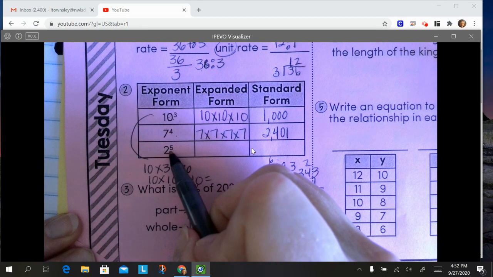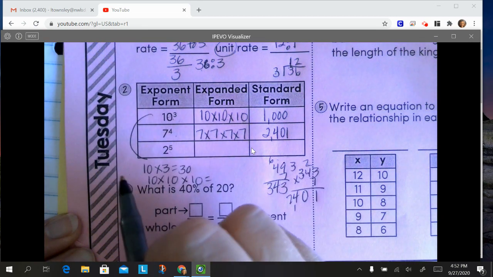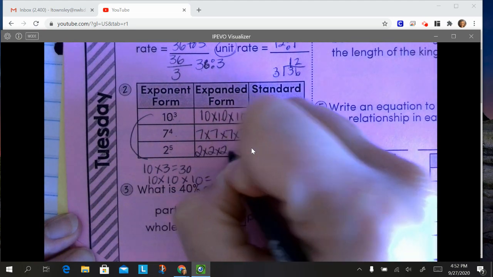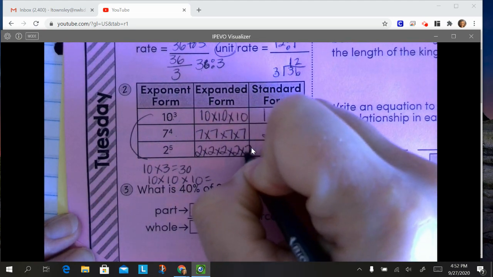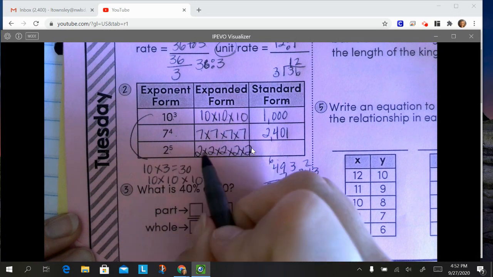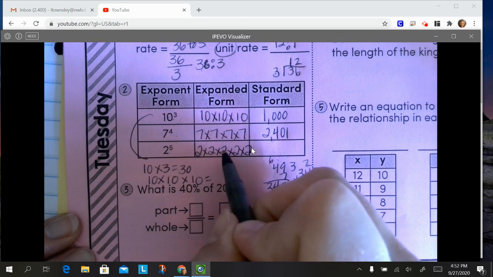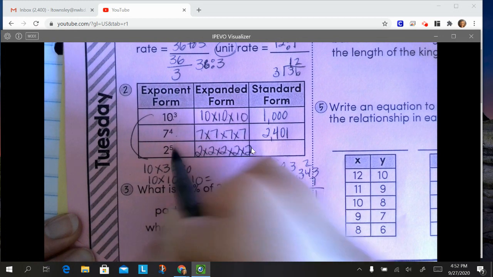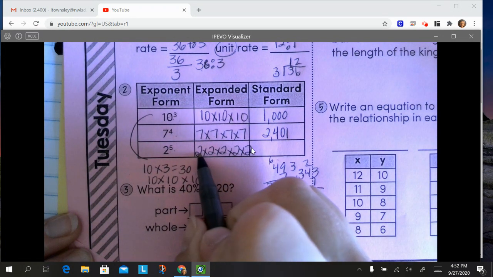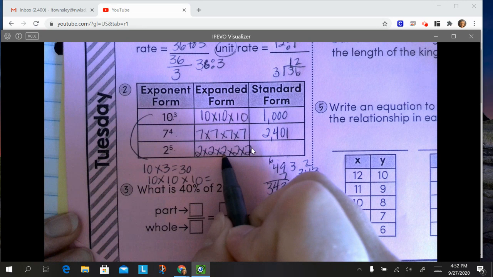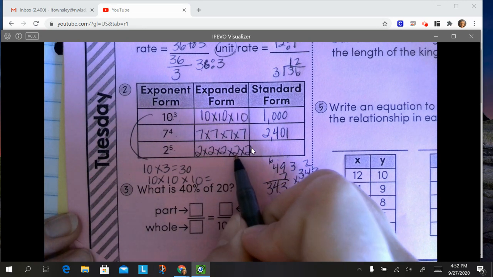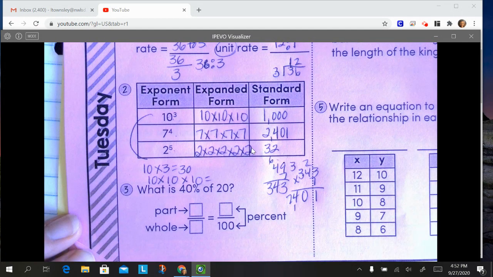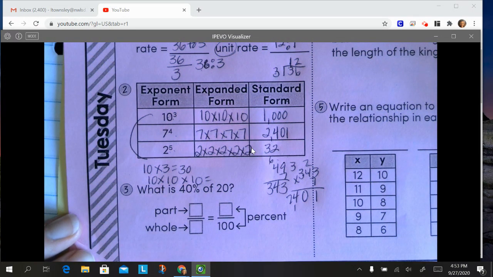Next one. 2 to the 5th. Remember, it's not 10. Not 10. It's 2 times 2 times 2 times 2 times 2. You want to times 2 five times. 2 times 2 times 2 times 2 times 2. So there's 1, 2, 3, 4, 5 2's. Okay? So 2 times 2 is 4. 4 times 2 is 8. 8 times 2 is 16. 16 times 2 is 32. Okay? All right. Good job. That's how you do those.